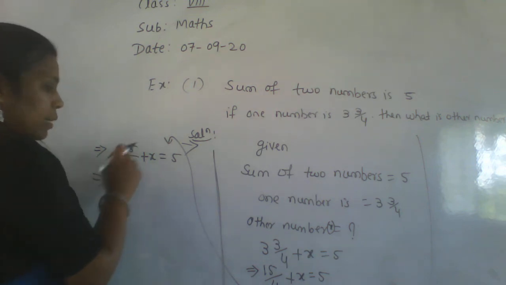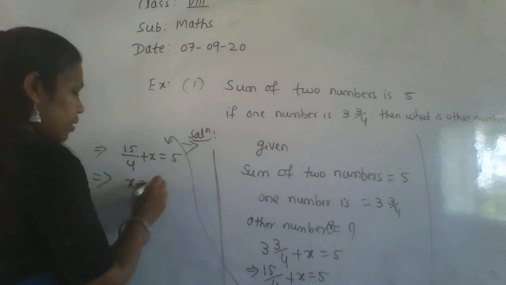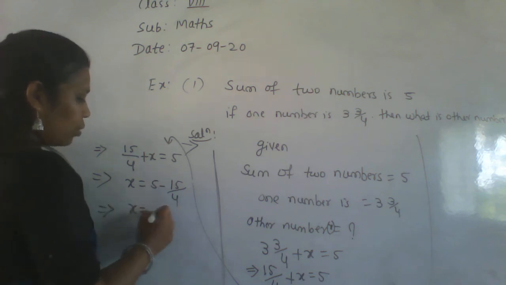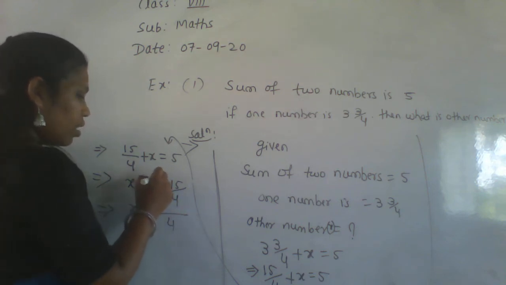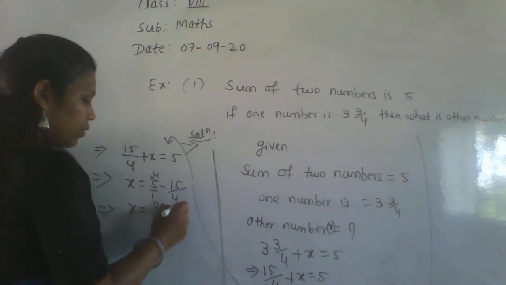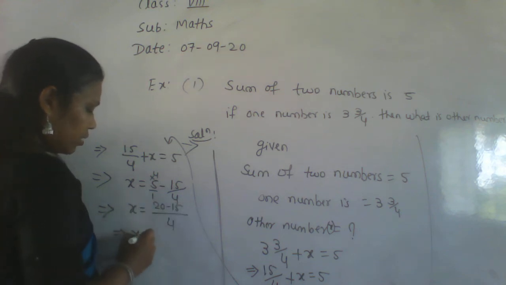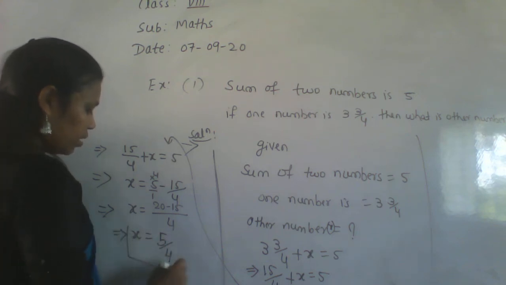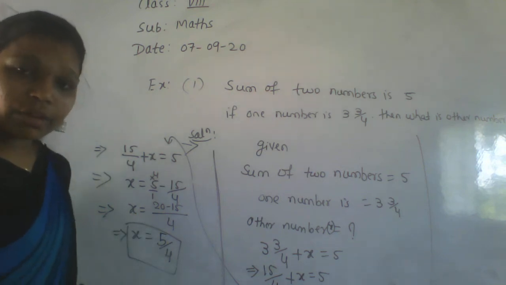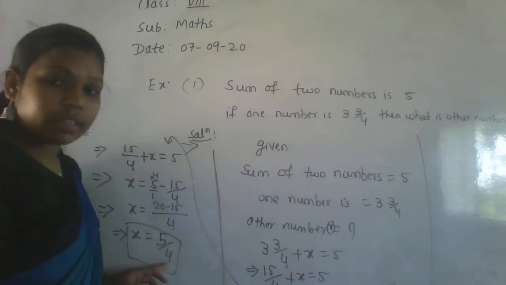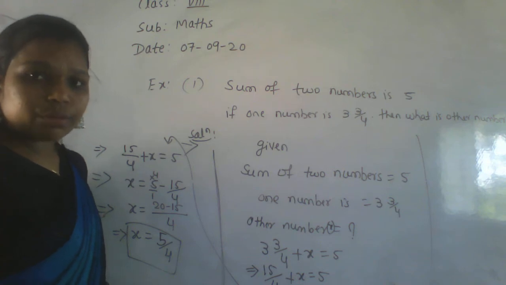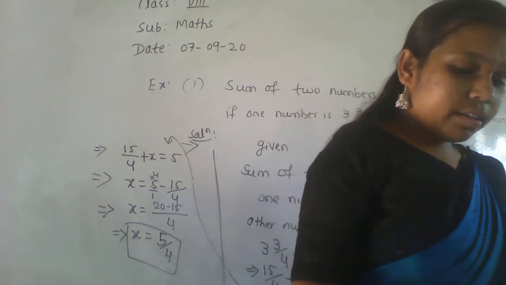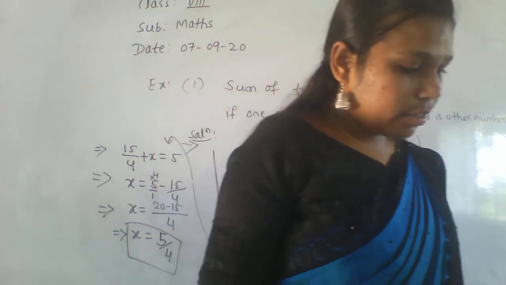See here, next this equation implies x is equal to 5 minus 15 by 4. Next, x is equal to, take the LCM here, 5 fours are 20 minus 15, which implies x is equal to 5 by 4. X is equal to 5 by 4 here. Getting everyone? Like this we have to do here. So this is the word problem. We'll do another one, you will get the idea.